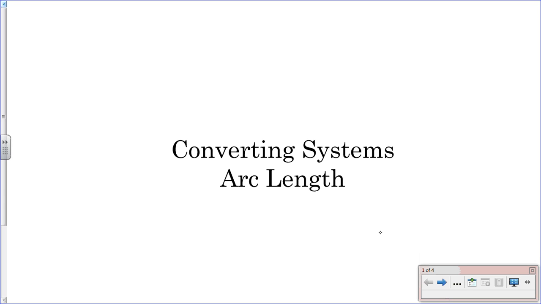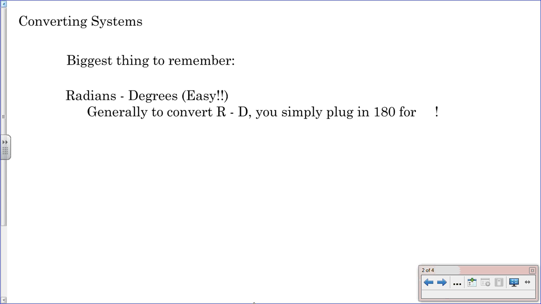Alright, this video is on converting systems and arc length. Now, the biggest thing to remember when converting systems is that pi radians equals 180 degrees. Make sure you write that down, commit that to memory. Pi radians equals 180 degrees.